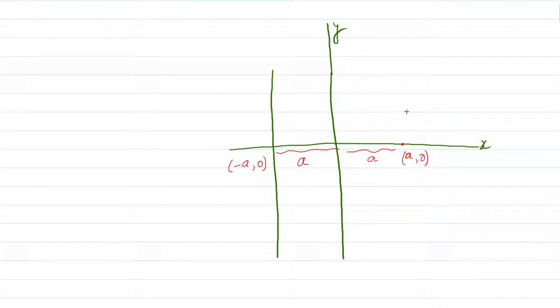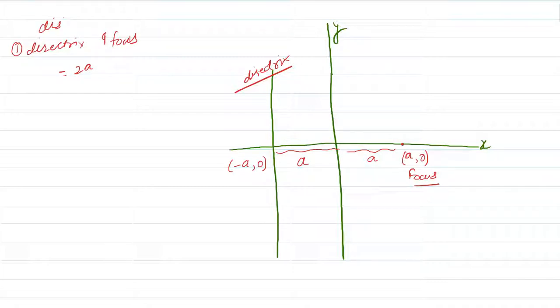Now the parabola, for such a condition, the most important thing here will be this directrix, and the distance between the directrix and the focus. This is our focus. Here you can see that the distance between the directrix and the focus is a plus a, that is 2a. So the first point to understand here is that the directrix and focus are separated by a distance of 2a.